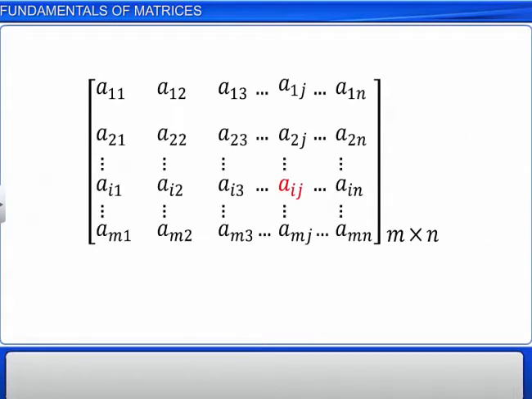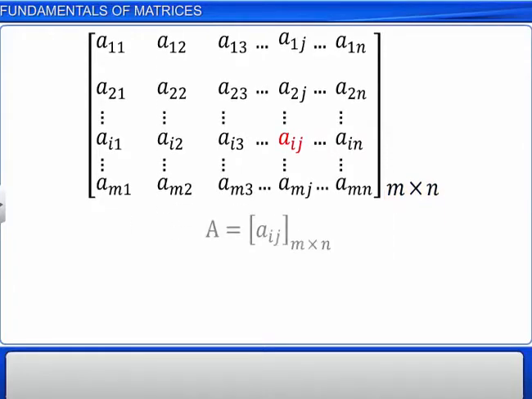On generalizing, any matrix can be considered as a rectangular array of elements with m number of rows and n number of columns. The alternative representation of the matrix is as shown.